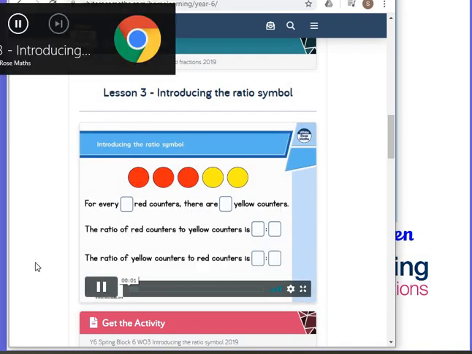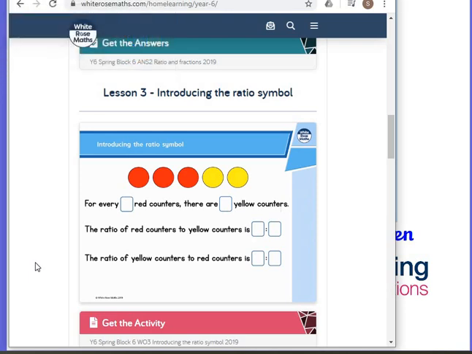We're going to now start thinking about introducing the ratio symbol. Let's have a look at our representation. We can see we have 5 counters, 3 of them are red and 2 of them are yellow. Let's look at our first sentence. For every blank red counters, there are blank yellow counters. Well, that's quite straightforward. I can see for 3 red counters, there are 2 yellow counters.